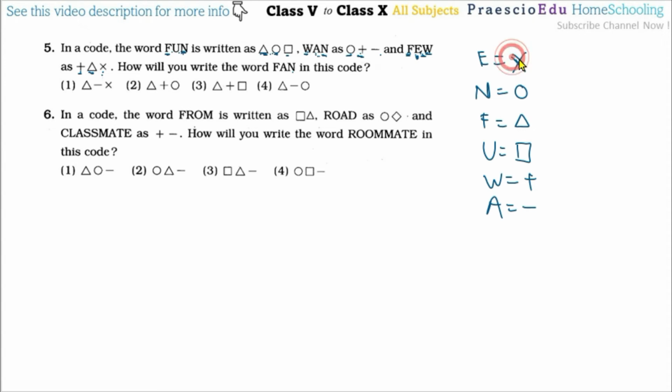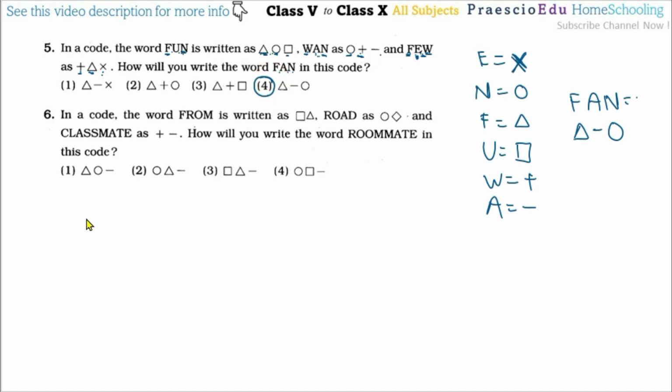On this basis, now we will solve FAN. F means this triangle, A means this minus sign, and N means this symbol. So this is given in option number 4.